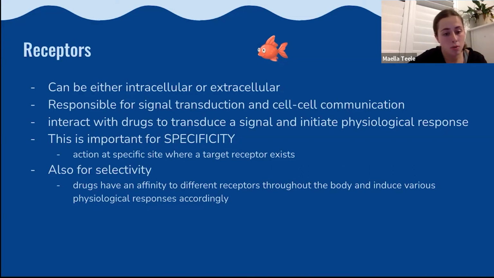But receptors are also important for selectivity. Say, for example, you've got receptors that are scattered throughout the body, but they're the same receptor, and the drug has an affinity for that receptor. Then that means the drug will act wherever those receptors are around the body, if that makes sense. So it's important for it to select where to act.